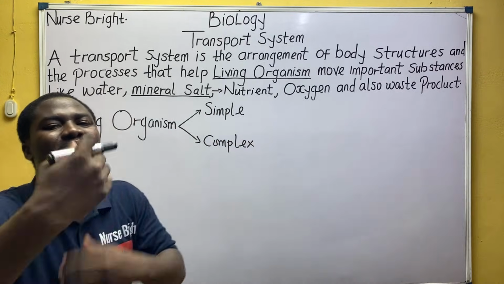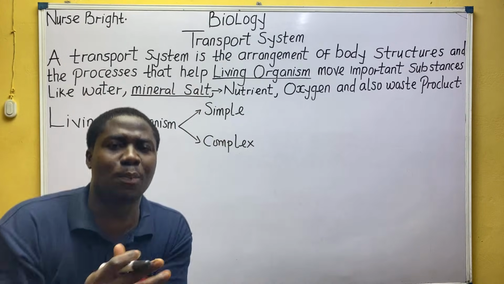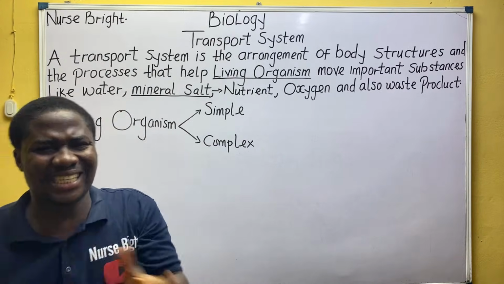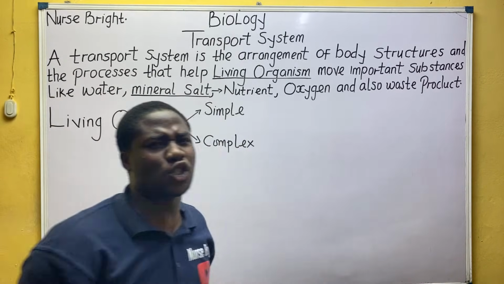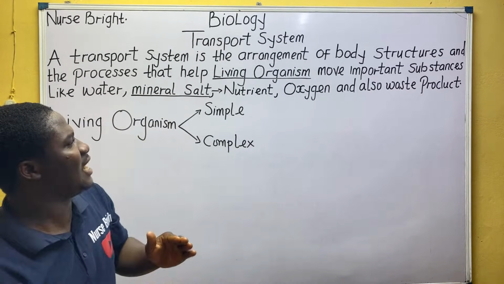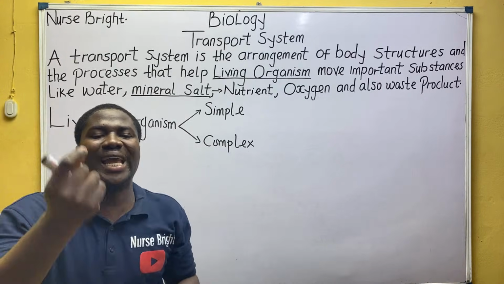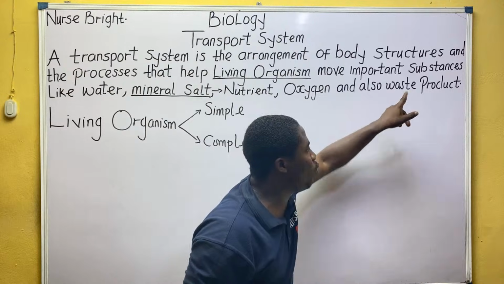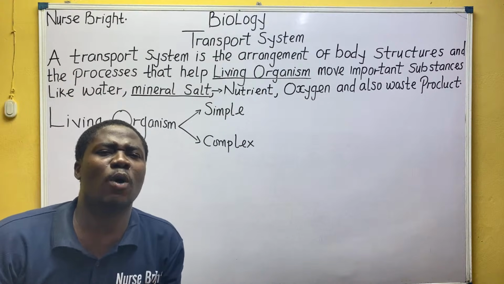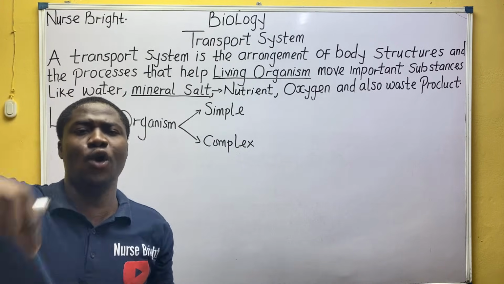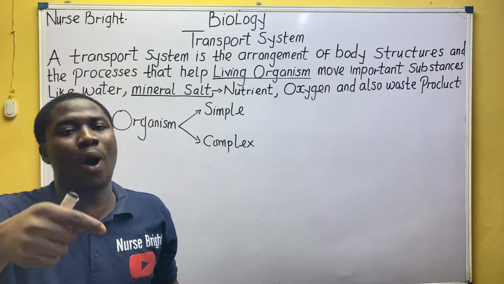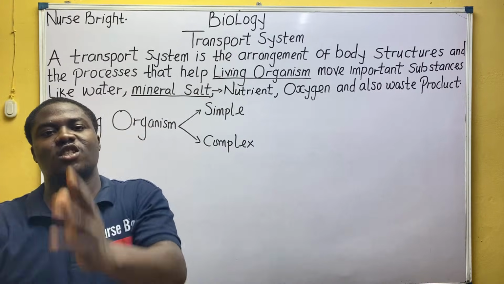you have to constantly exchange substances. The transport system is a system that helps in the exchange of substances. The system will get those important substances, while the system will remove those waste products. Do you understand? So whether you are simple or complex, in as much as you are living, you have life in yourself, you will definitely need to exchange substances. How does this work? It works by the transport system.